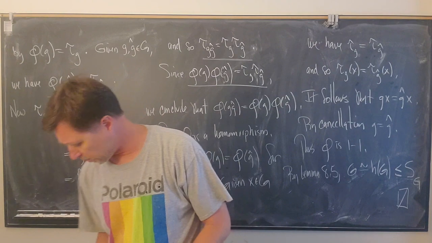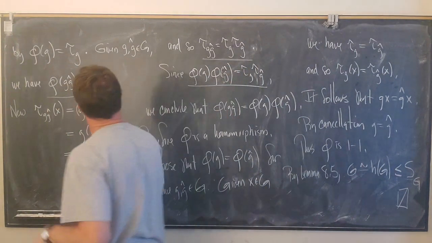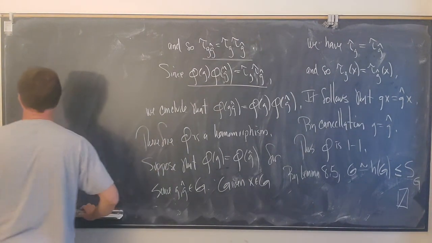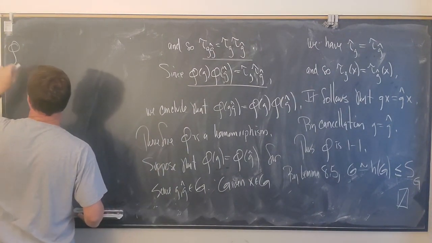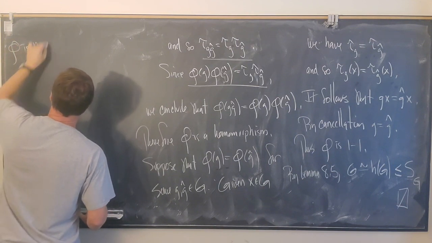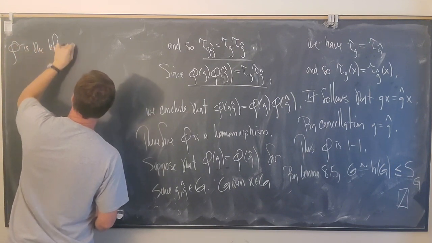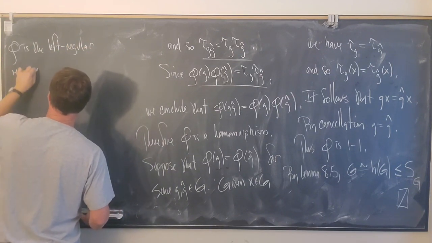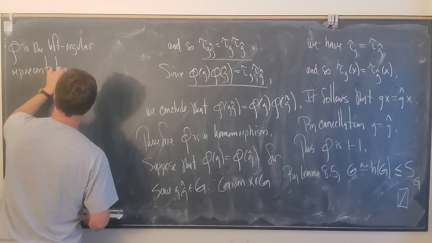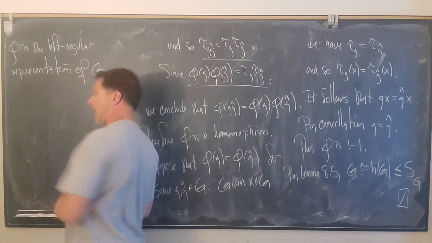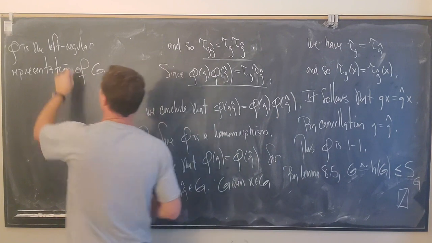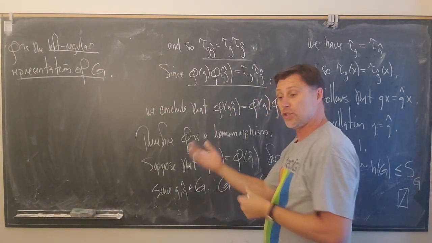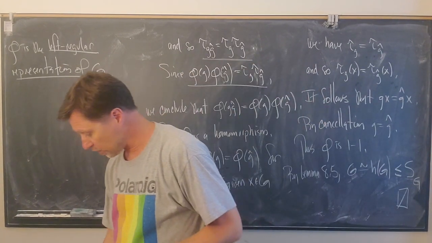Okay, so now let's actually say the name of this. So that's the end of the proof, but now a little piece of terminology. Phi is the left regular representation of capital G. Right, so it's got a special name. That is an isomorphism from G into a group of permutations, and it happens to be a group of permutations of G itself.